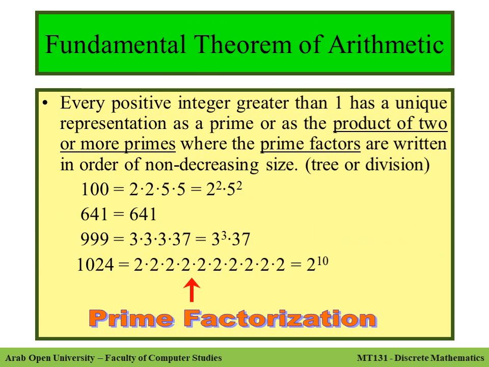With the idea of a prime number, we can now study the fundamental theorem of arithmetic, which says that every positive integer greater than 1 has a unique representation as a prime or as a product of 2 or more primes, where the prime factors are written in order of non-decreasing size. Then every positive integer either will be a prime. If it's not, then you can write it as a product of 2 or more primes. And of course, you can always write the factors in non-decreasing order.